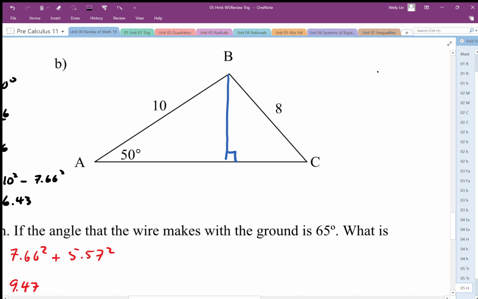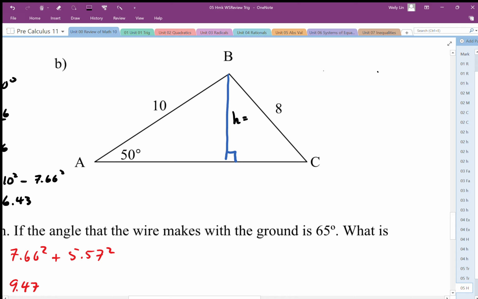So question 6b also involves splitting this non-right triangle into two different right triangles, or dropping down this perpendicular line, which we're going to call h. And using trig, we can work out the value of h and solve both sides of that triangle.